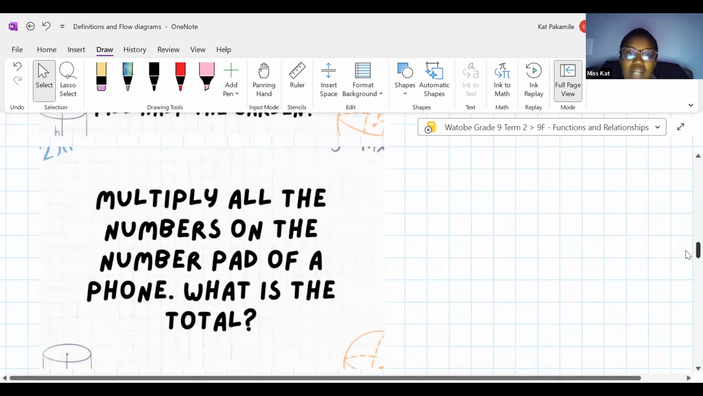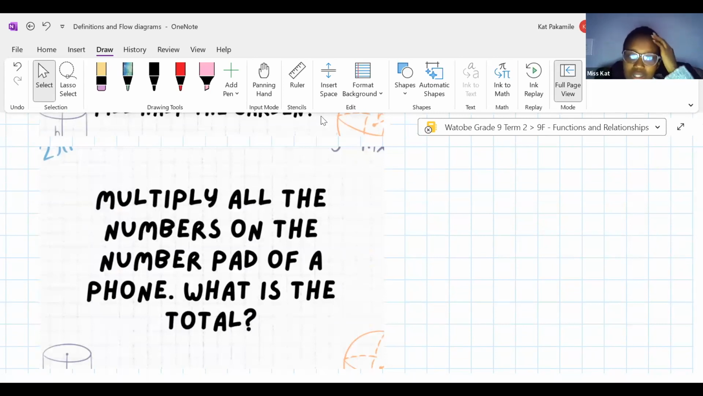Next, multiply all the numbers on the number pad of a cell phone. What is the total? What do you guys think the total will be? If you multiply, guys, remember we don't engage with each other. We are keeping the chat lesson related. Kamukhana says 100, Tsuku says 0. What does everybody else say? Chichi says 0. Oyama says 0.